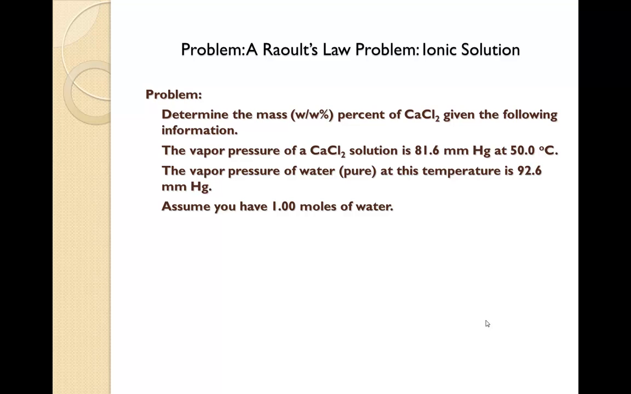Vapor pressure of the calcium chloride solution is 81.6 millimeters of mercury. Vapor pressure of pure water is 92.6 millimeters of mercury. And we have 1 mole of water. Okay, so notice that we have calcium chloride here. Calcium chloride is an ionic compound, meaning that it's going to break into 1 mole of calcium for every 2 moles of chlorine.